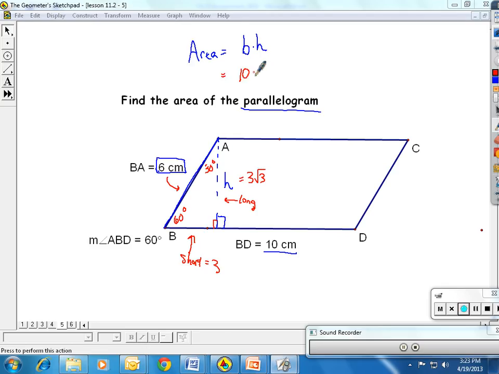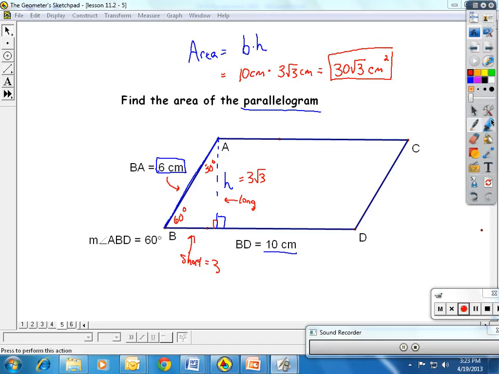And now I can. My base is 10 centimeters. Multiplied by my height, 3 root 3 centimeters. That all gives me 30 root 3 centimeters squared. Notice the use of my units, and I've labeled my units correctly with centimeters squared. Be sure to do so. So you need to remember your nice right triangles because altitudes form that right angle. So you can expect in this chapter and in these problems to be applying either the Pythagorean theorem, Pythagorean triples, or families of right triangles that we have been studying.